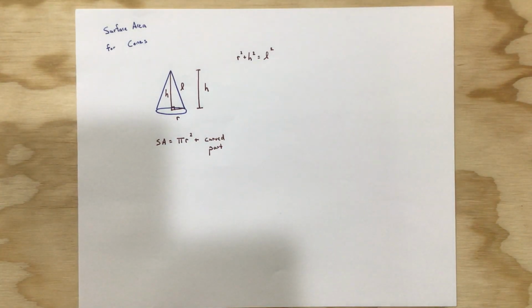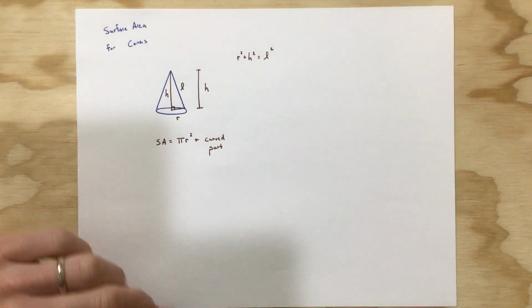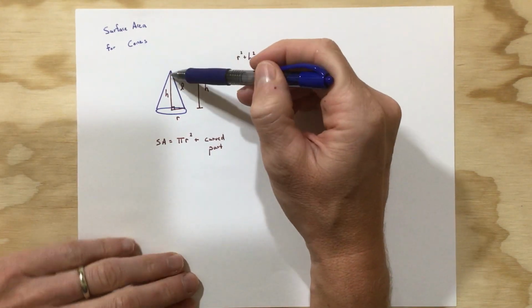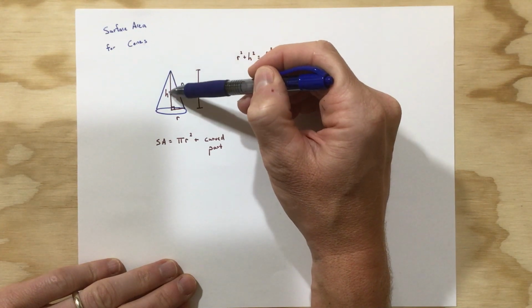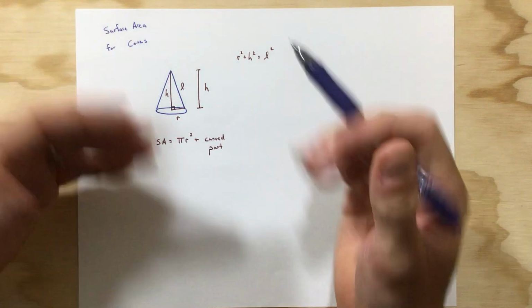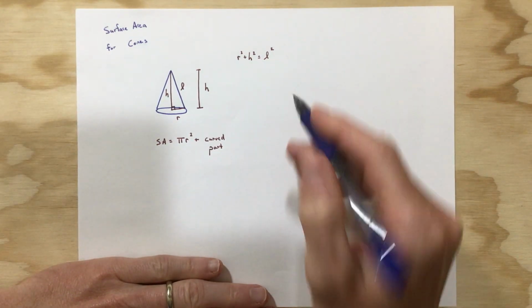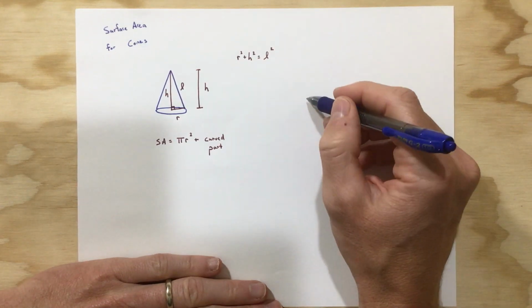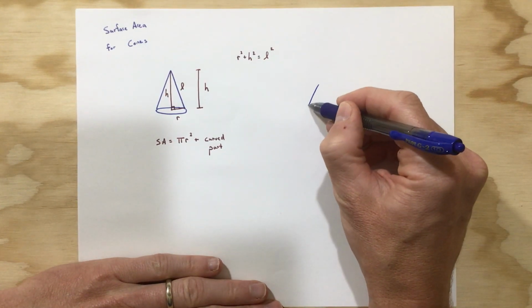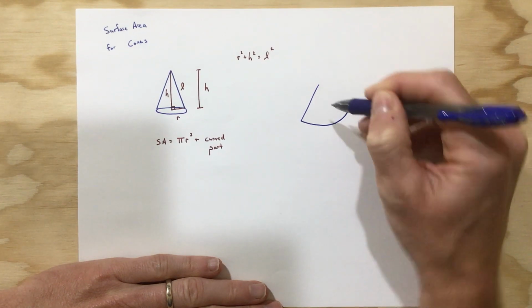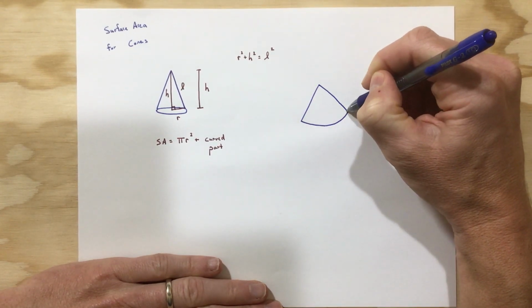Okay, so let's take a look at this curved part. The curved part's where it's going to be tricky. So let's pretend I take a pair of scissors and I slice it right here, right down the edge of the cone, and then I unravel the curved part. Okay, if you unravel, so we're really looking at the net of the cone. Okay, you get something that looks like this.